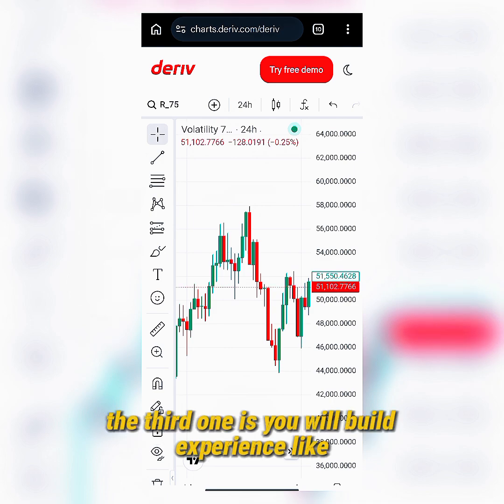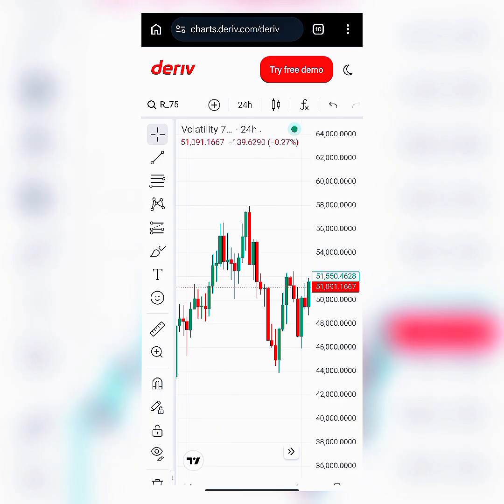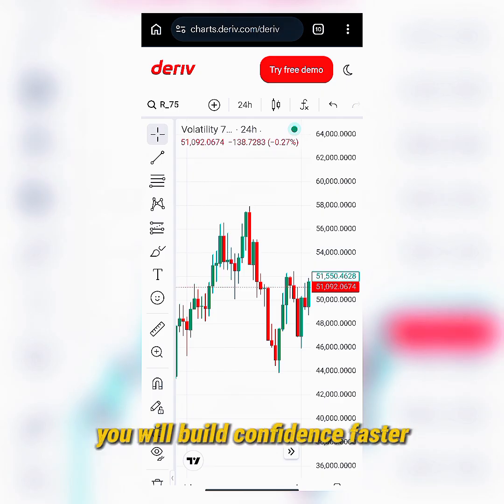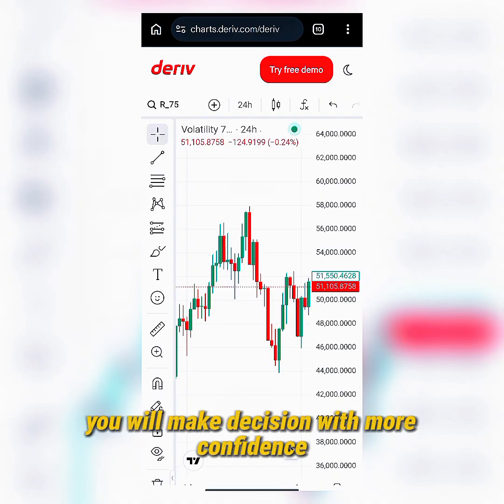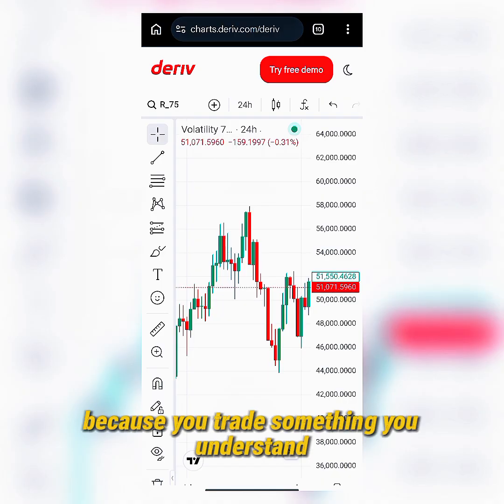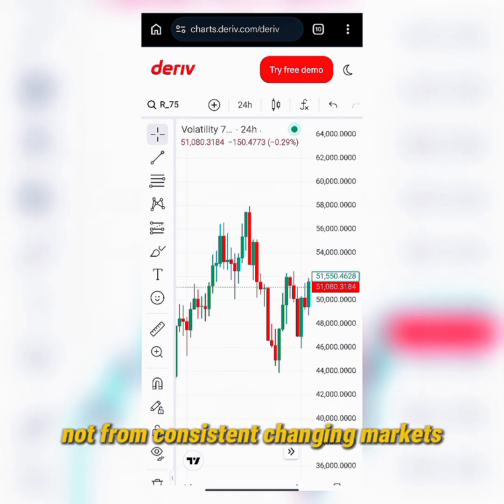The third one is you will build experience and build confidence faster. You will not build confidence when you keep switching markets. Every chart feels unfamiliar, but by sticking to one market, you will make decisions with more confidence because you trade something you understand. Confidence comes from experience, not from constantly changing markets.